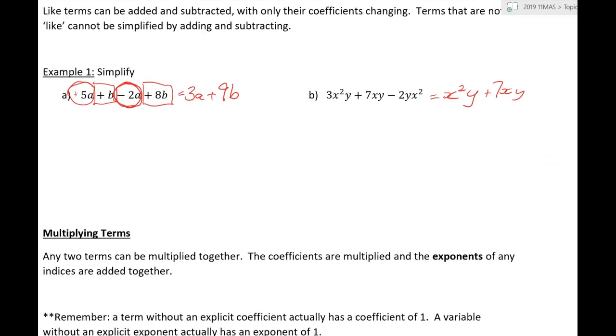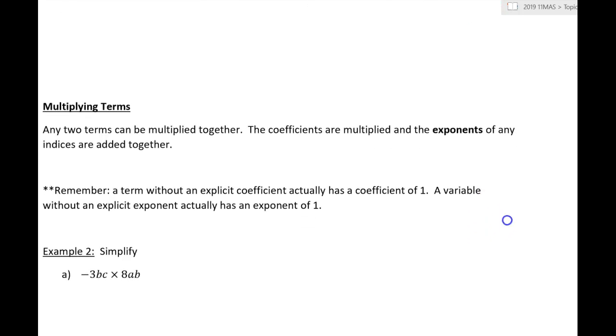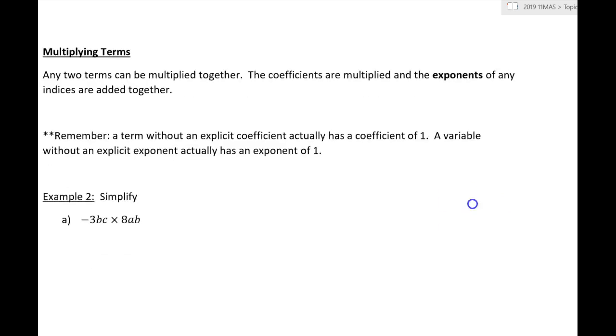Now I said there are 3 things we've got to do. That's one of them, simplifying by collecting like terms. Second up, we're going to multiply terms. How do we do that? Well, you multiply the coefficients and you add the exponents, right? The exponents of the same base. Right, let's see how that works.